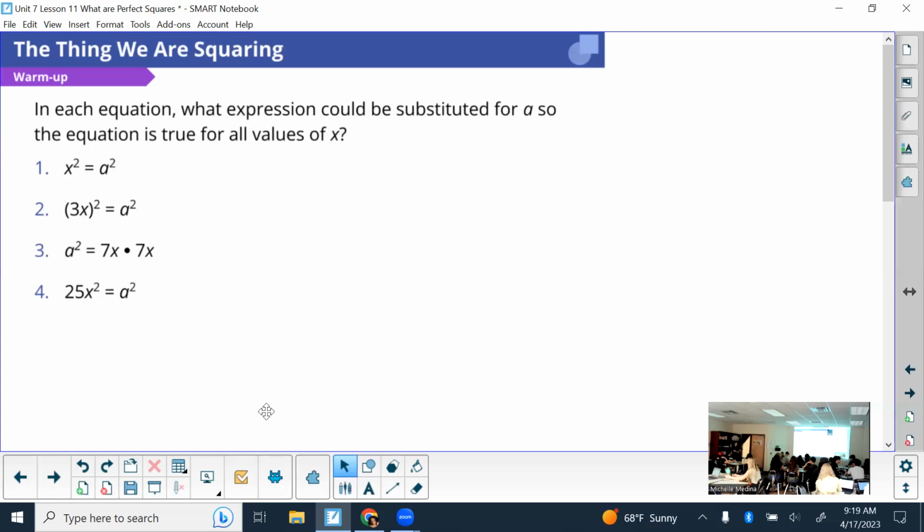Okay. So table 3, number 1 on the warm up. So in each of these, we're substituting into A. So what should A be in order to make number 1 true? Okay, so X is what A should be. Right, class? Wouldn't that make it true? So don't overthink it. It says what expression could be substituted for A to make it true. So for the first one, A should be X.